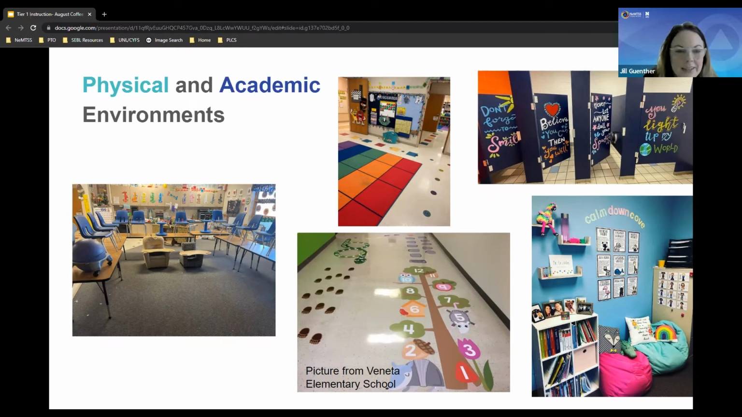They get to see their work displayed in their classroom as well to really make it their own, right? Some of the other pictures just showing the colors, the organization, and how things are laid out. There's a little picture of a calm down corner with some different tools and some things that students can use. And then that top picture is of some bathroom stalls that are decorated with different positive messages. So all different ways to really build that positive physical and academic environment within the building.